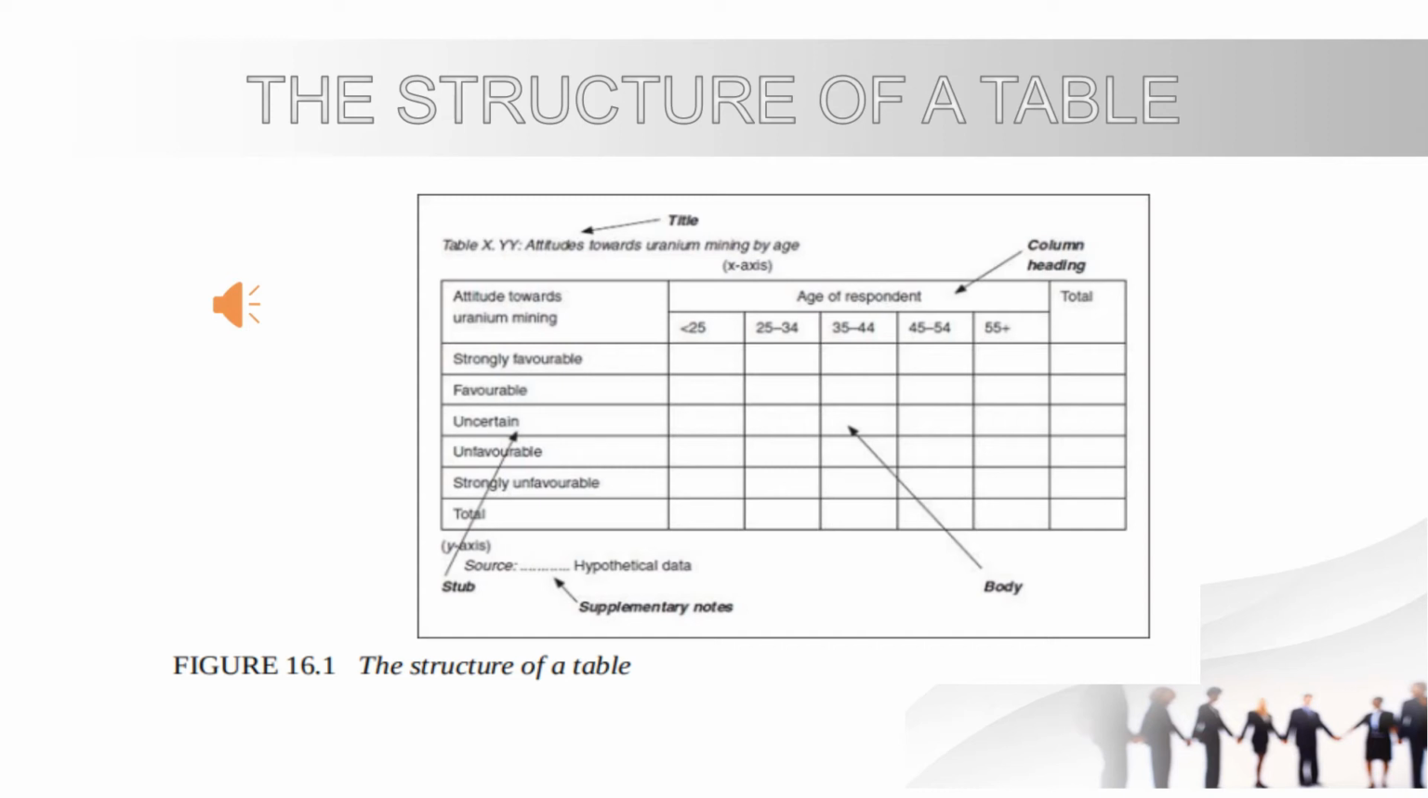So as you can see, this is figure 16.1, or the structure of a table. As we recall, you have the first part of the table, the title, and then you have the stub, and then the column heading, and you have the body of the table and the footnote. Look at the footnote, where you will indicate the source. Specifically, where did you get that information, then you can take it down there.